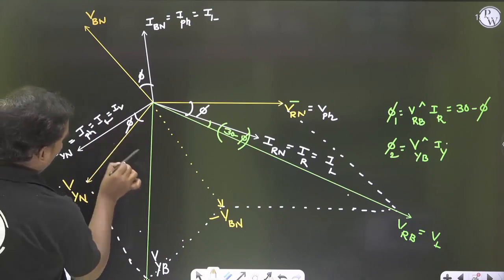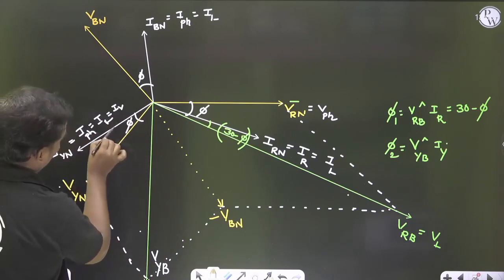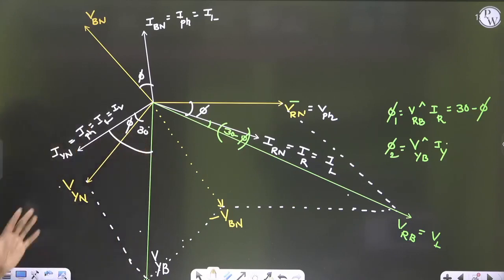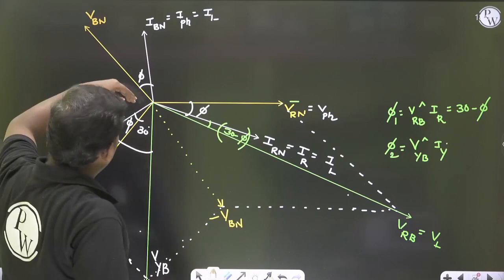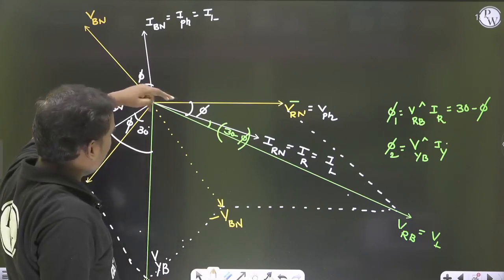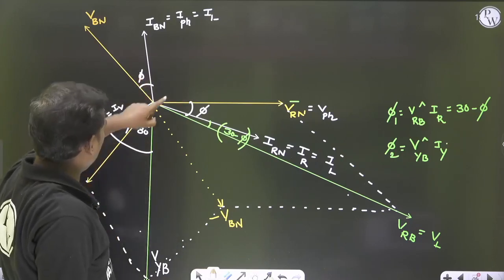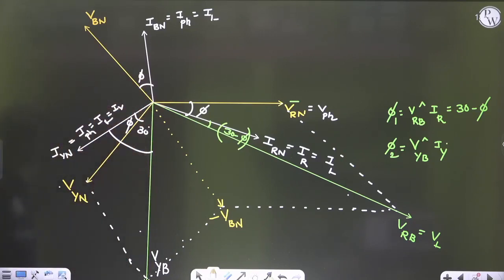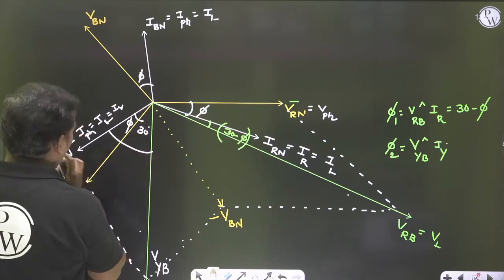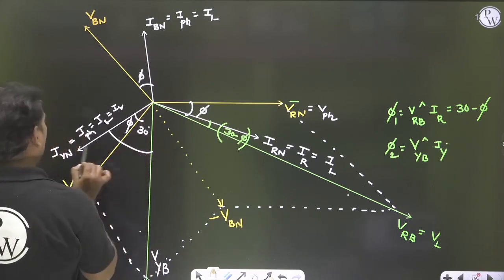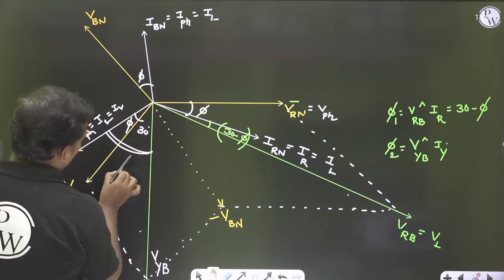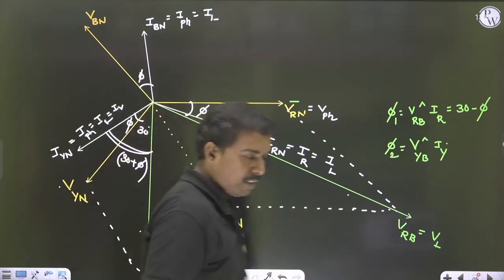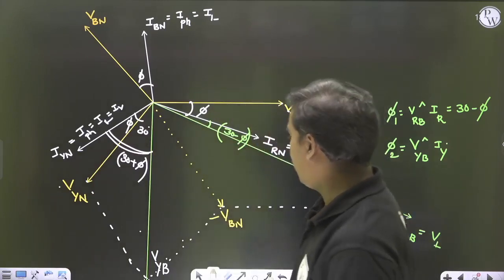This angle I want, this is 30. Why? Because check clearly, the angle between this and this is 90, and this should be 30, that's 120 degrees. So this is 30, but what I want is the angle between VYB and IYN. So this angle will be 30 plus phi. Once again, listen clearly, let me explain very clearly. What is VYB?